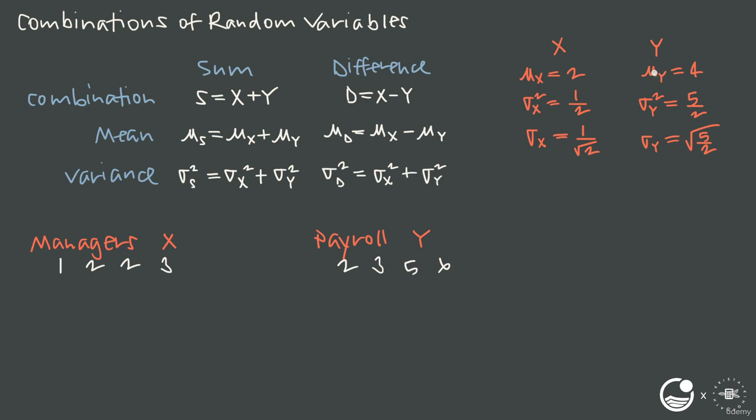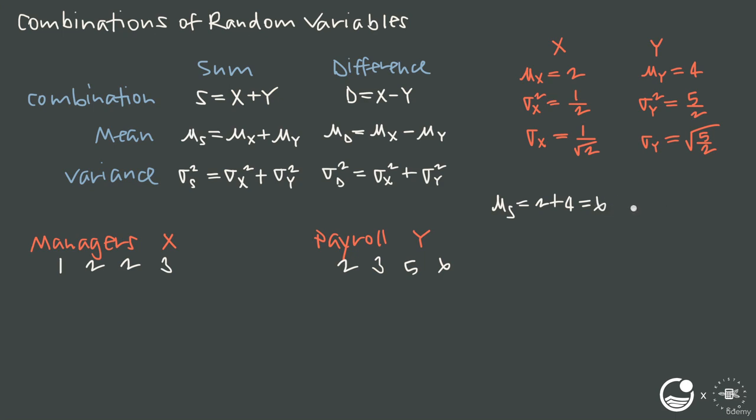If we already have these summary statistics, then we can go directly to these formulas and use them to find the sum or difference of the two variables. So for instance, we can see here that the mean of the sum is equal to the sum of the means. In other words, to find the mean of the sum, we simply add the two means together, 2 plus 4, and we get 6 hours, which means that total payroll processing time between the managers and the payroll department, if we add up all that data together, our mean is 6 hours per department.